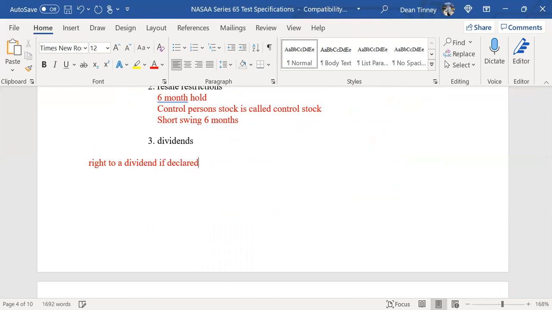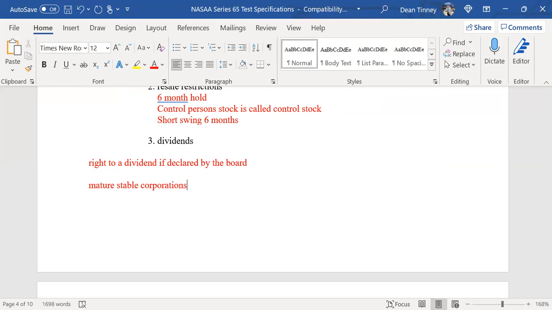If declared by the board. And we associate dividends with mature, stable companies. The only two ways you're going to make money in an investment of any type, including stock, is income stream and/or price appreciation. And so we associate dividends with mature, stable businesses, mature, stable corporations. We wouldn't expect a growth stock, for example, to be distributing to us a dividend. So we associate this with mature, stable corporations who have excess earnings.